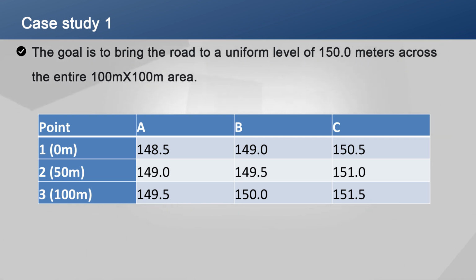So you can see the elevation of A1 is 148.5 meter, elevation of A2 is 149 meter, elevation of A3 is 149.5 meter. Elevation of B1 is 149 meter, elevation of B2 is 149.5 meter, elevation of B3 is 150 meters, elevation of C1 is 150.5 meter, elevation of C2 is 151 meter and elevation of C3 is 151.5 meter.